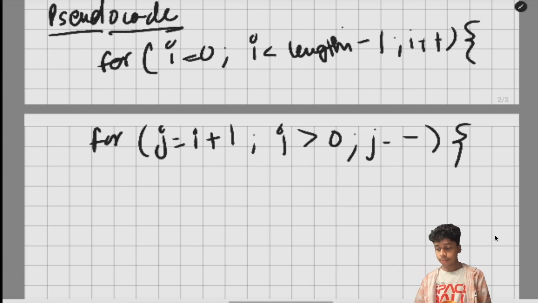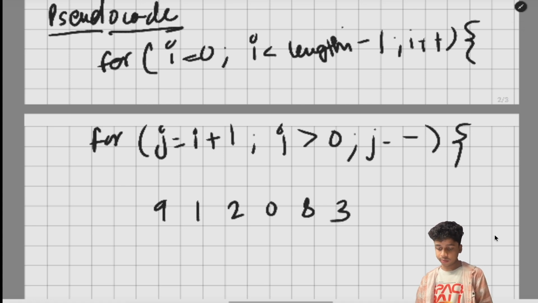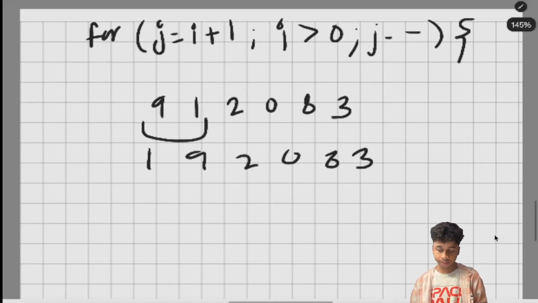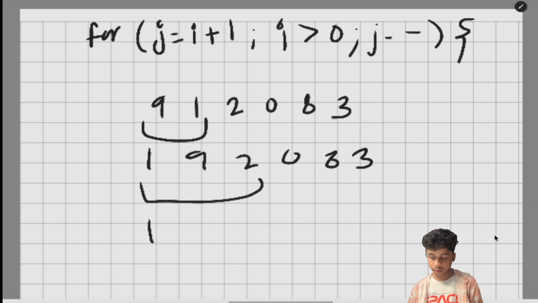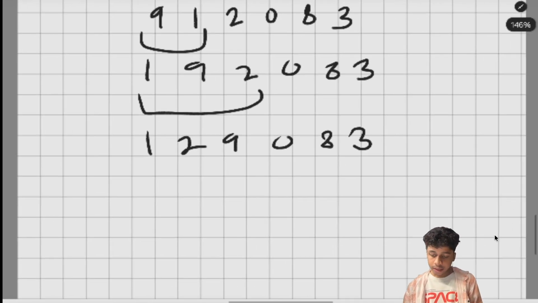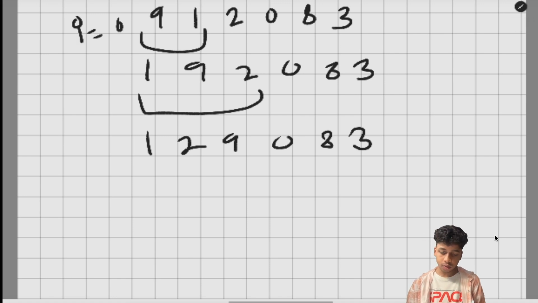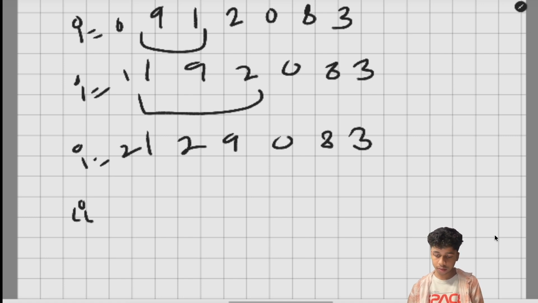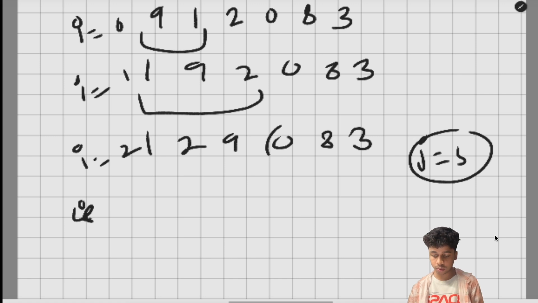So let me take an example, that is 9, 1, 2, 0, 8, and 3. This part gets sorted, that is 1, 9, 2, 0, 8, and 3. Then this part gets sorted, that is 1, 2, 9, 0, 8, 3. Okay, so this is I is equals to 0, this is I is equals to 1, this is I is equals to 2, and this I is equals to 2. So j will be 3, so it will select this one element.